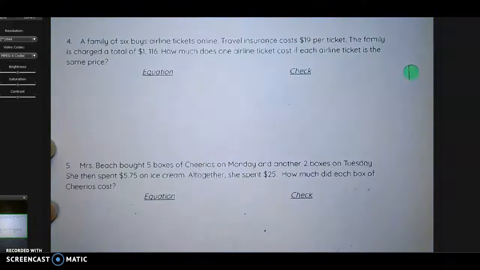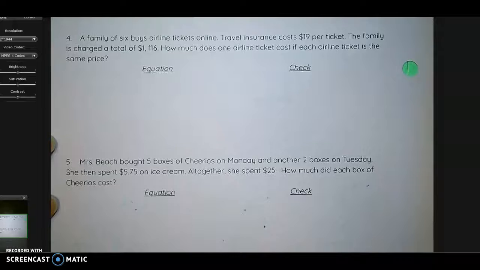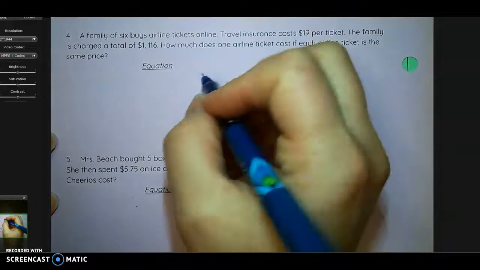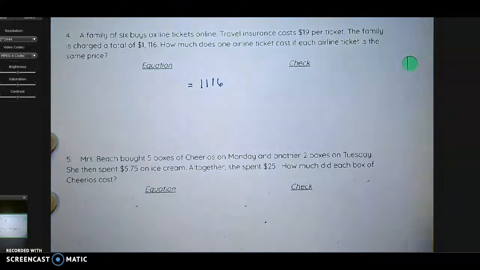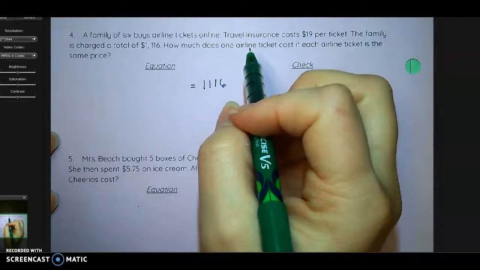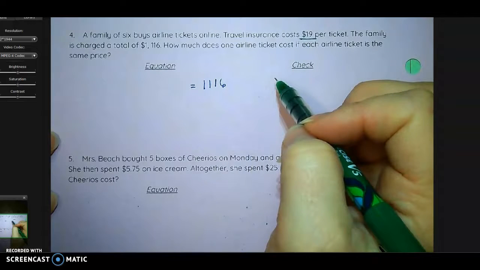On the back, we have some word problems. So we have a family of 6 buys airline tickets online. Travel insurance costs $19 per ticket. The family is charged a total of $1,116. How much does one airline ticket cost if each airline ticket is the same price? So that means that I have a total. So I'm going to go ahead, and that's going to be what that equals. And it says it costs $19 per ticket for travel insurance.